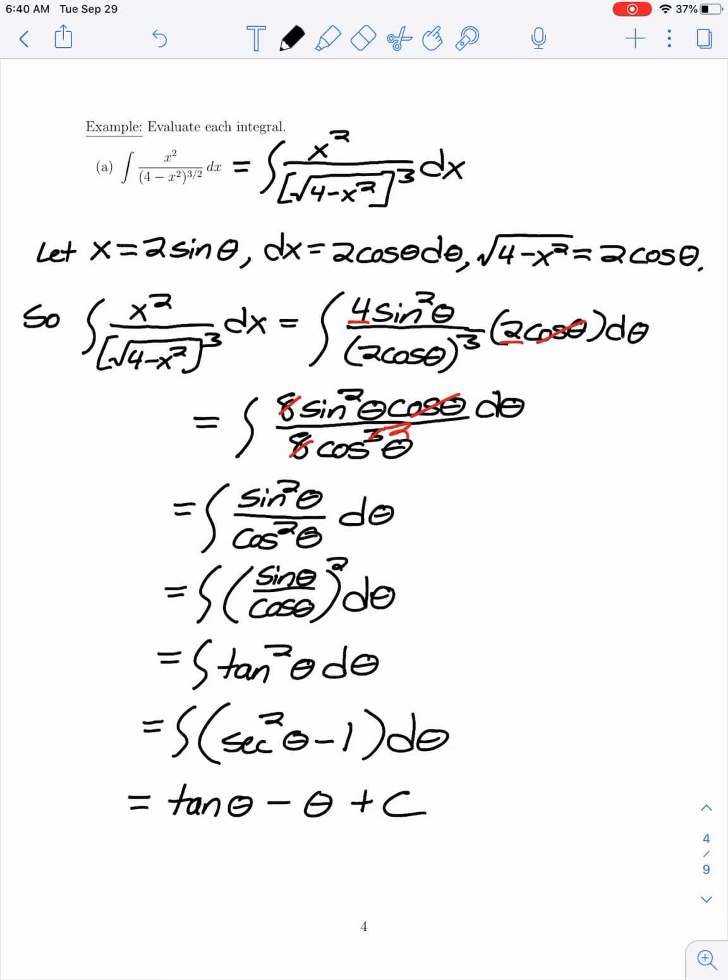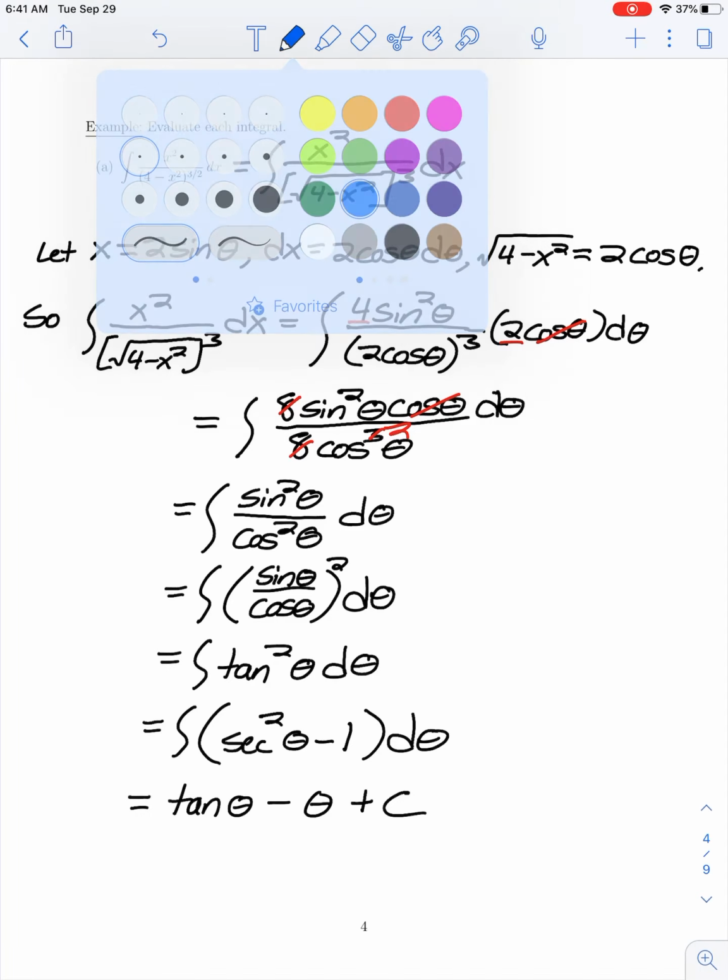Now, as we saw in the first part of this section, we want our final answer to be in terms of the variable x, that is the same variable that we started with. So I need to convert these expressions involving theta back to expressions in terms of x. So to do that, well, there's a few approaches we could use. One approach is to make use of a reference triangle.